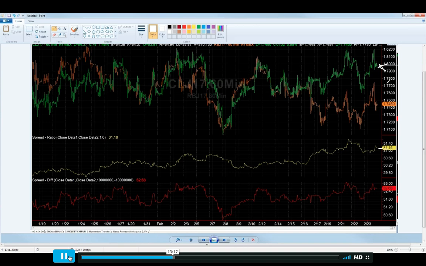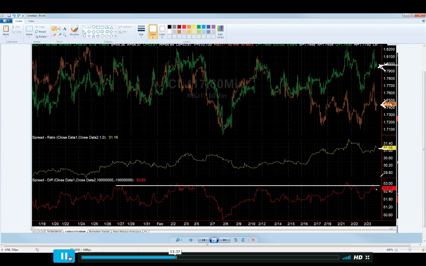Sold crude oil, bought heating oil. We're bouncing off of an extreme on our spread difference. We just bounced off it, and now we're rolling back over here. And I was in that for 3 days. That was based off a 60-minute price chart.